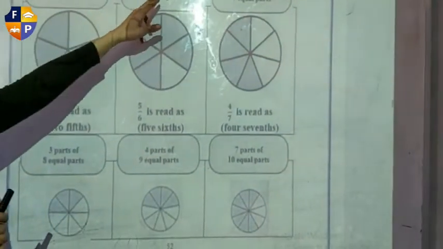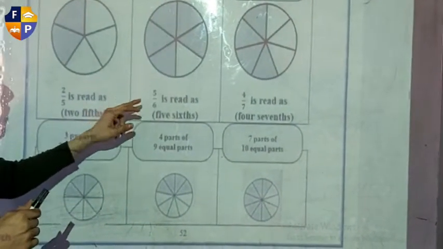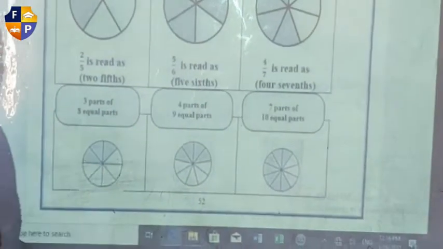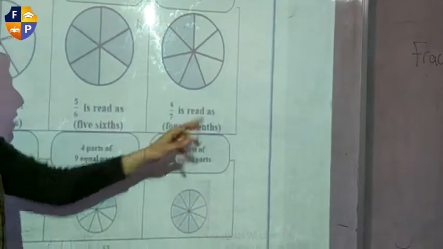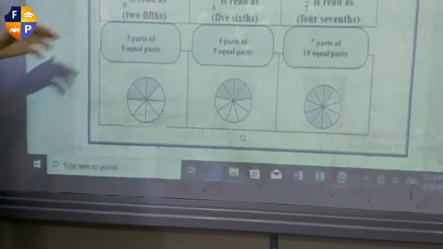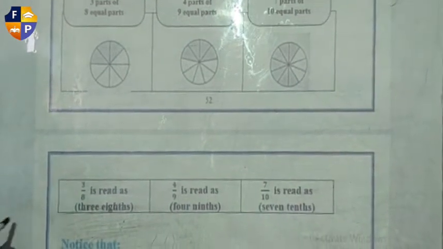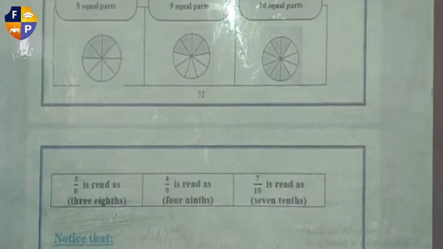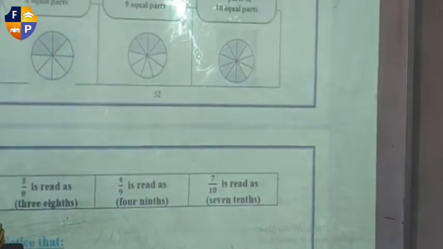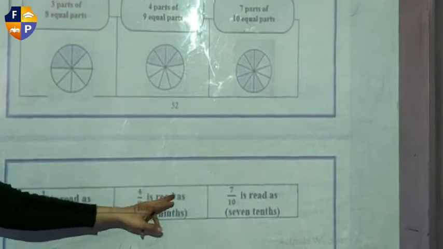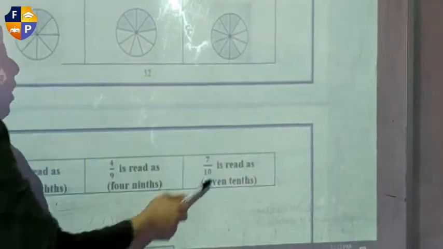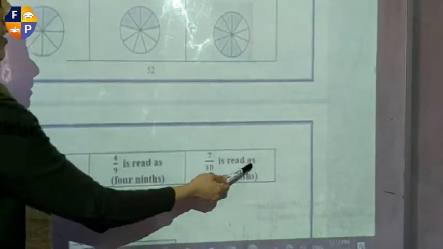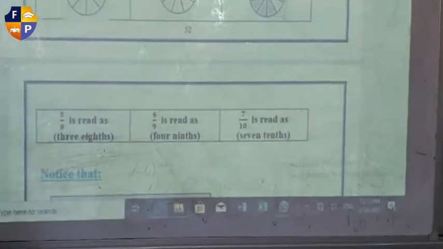If I take 5 parts of 6 equal parts, so 5 over 6 is read as 5/6. If I take 4 parts of 7 equal parts, so 4 over 7 is read as 4/7. If I take 3 parts of 8 equal parts, so 3 over 8 is read as 3/8. If I take 4 parts of 9 equal parts, so 4 over 9 is read as 4/9. If I take 7 parts of 10 equal parts, so 7 over 10 is read as 7/10.